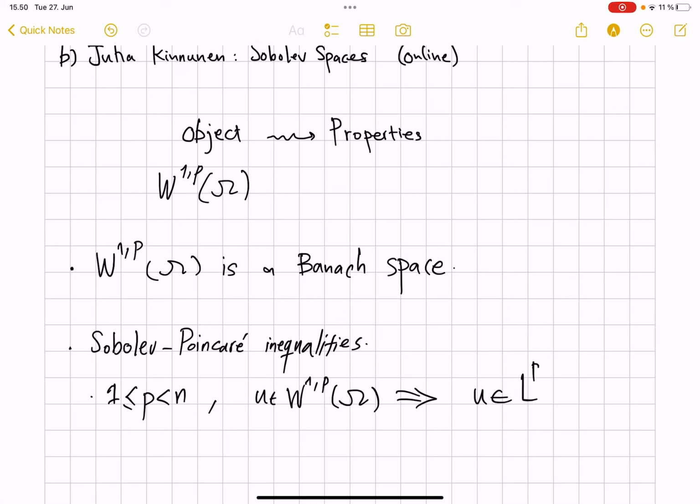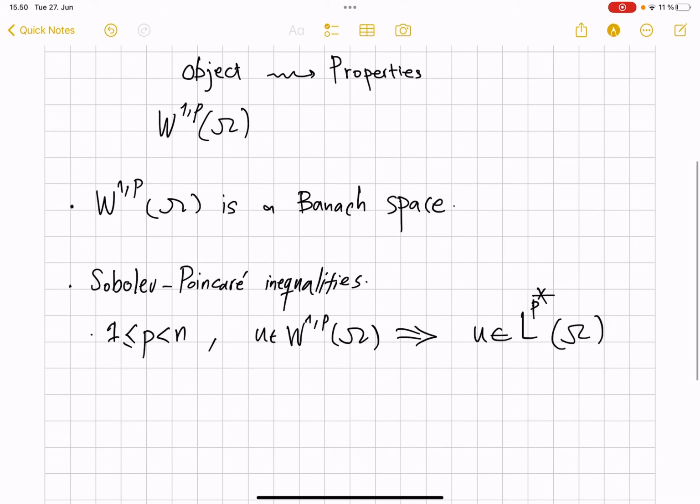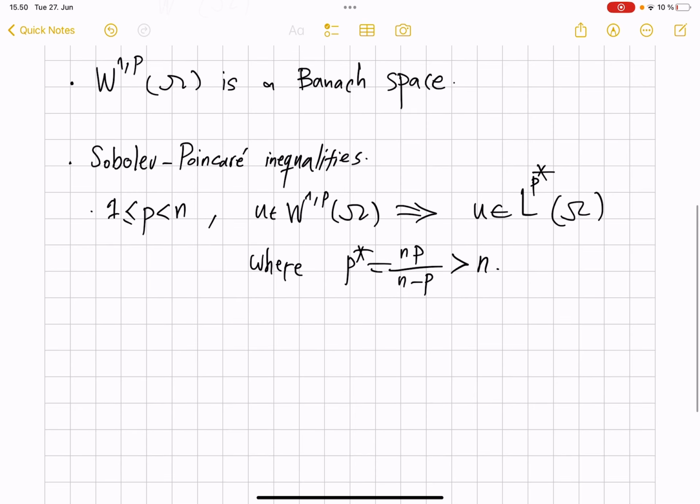actually you're better integrable, you're in L^{p*}, where this p* is np divided by n minus p, which you can confirm is always bigger than p. Actually, when p is pretty close to n, this is almost infinity. So the closer to n you get, the better control you get on the function.